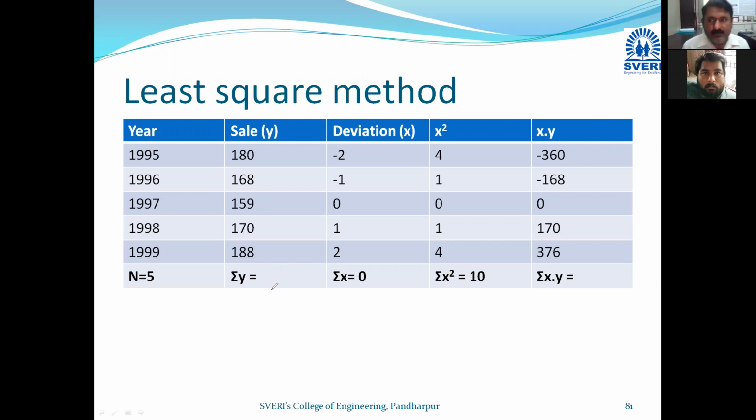Go for the calculation and tell me what is the summation of y. Be fast. 180 plus 168 plus 159 plus 170 plus 180. What is the value? Put it in the chat box. We will calculate summation of y. Then the deviation: there are 5 numbers, so the middle number is 0, then -1, -2, then +1, +2, and ultimately the summation of x is 0. Then we will go for x square, then xy.